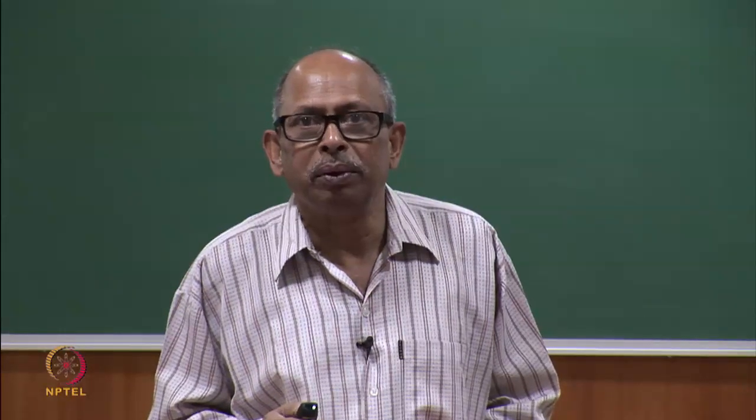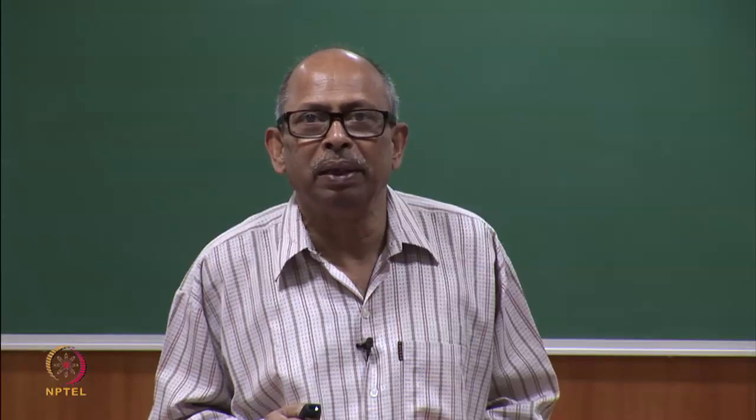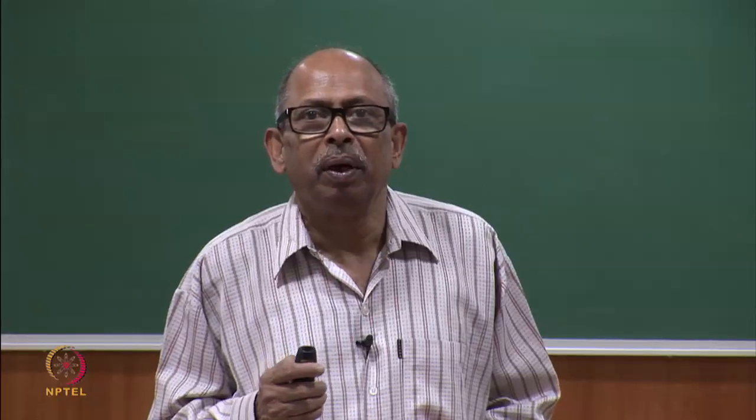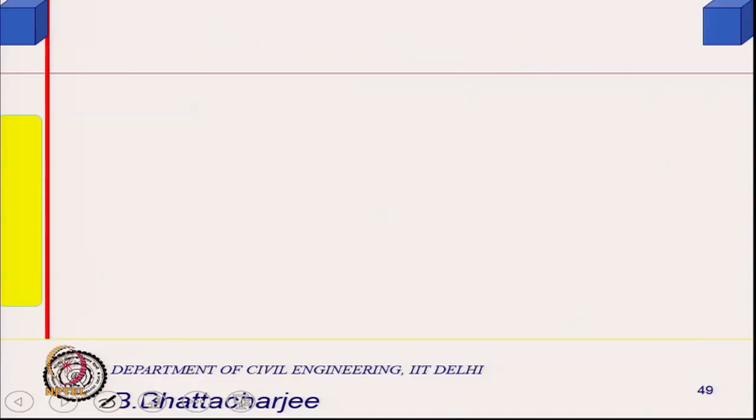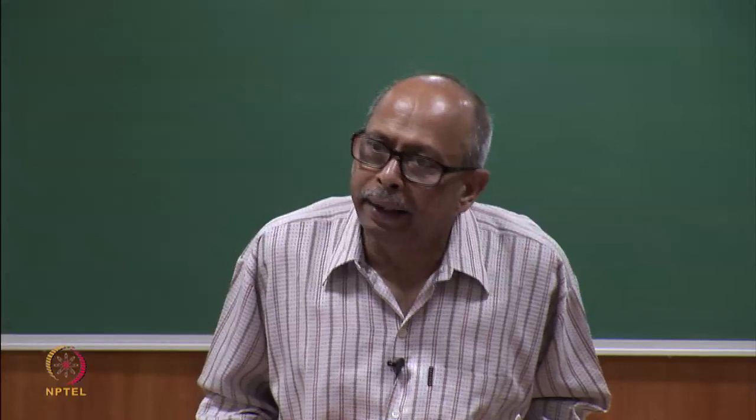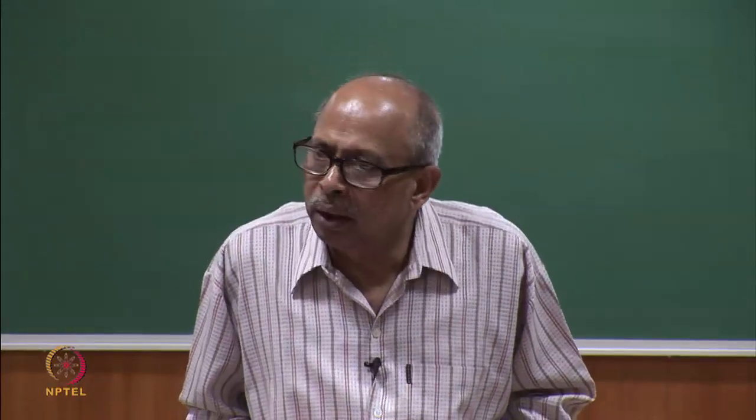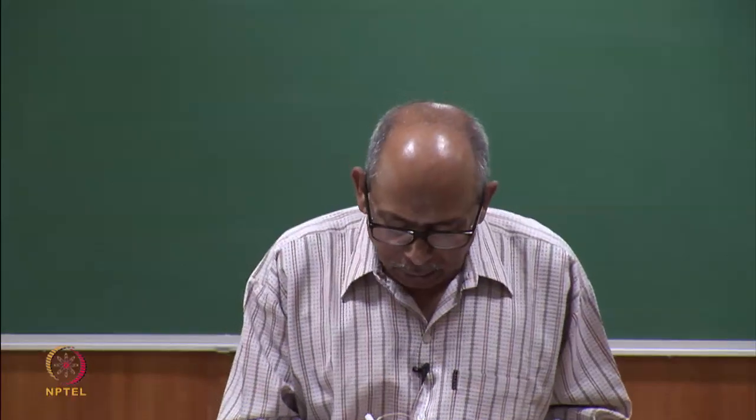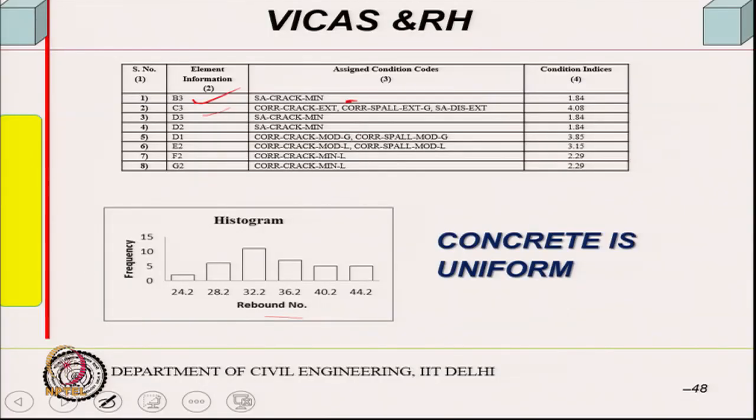So, this is related to the number of tests we have to do finally. In order to understand that, we have to understand a little bit of variation of properties in concrete. For example, we measure surface hardness of concrete through something called the rebound hammer test. Now, if you test a large number of them, you get a range from somewhere around, let us say, 20 to 45 or some such thing, the range of this rebound number.